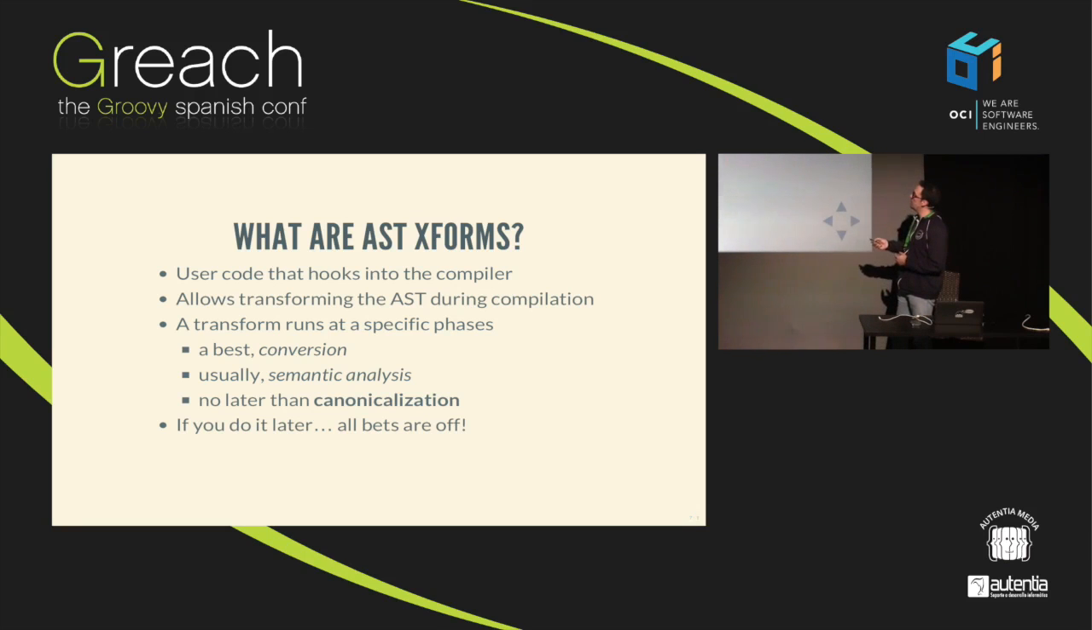An AST transformation works at different phases. At best, it can run at the conversion phase, right after having been parsed, because before, obviously, there's no AST, so you have nothing to transform. Most of them will run at semantic analysis, just because this is the first phase where you will have the semantic done. And usually you don't do that after canonicalization.